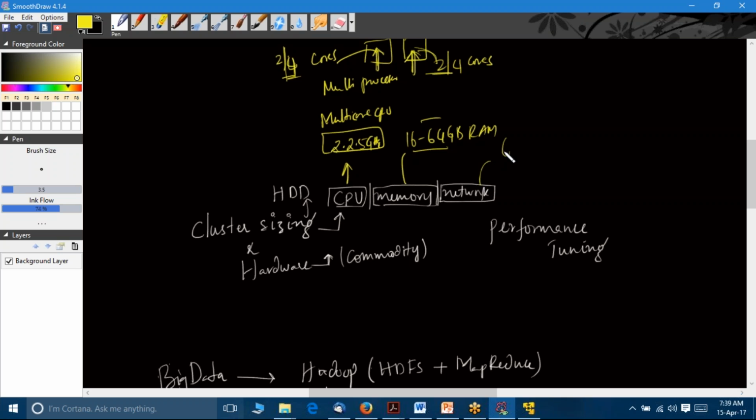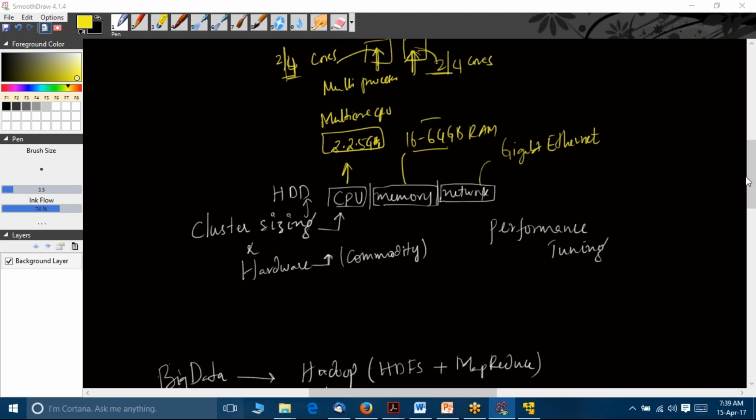Network, gigabit Ethernet. Why gigabit Ethernet, friends? Normal means data transfer will be less. Ah, very good. That's the reason we need it. Absolutely, because I've already shown you. I don't know whether you have gone through that or not.